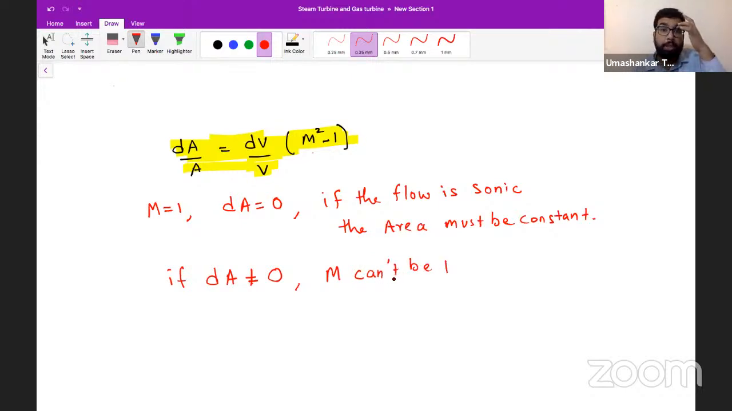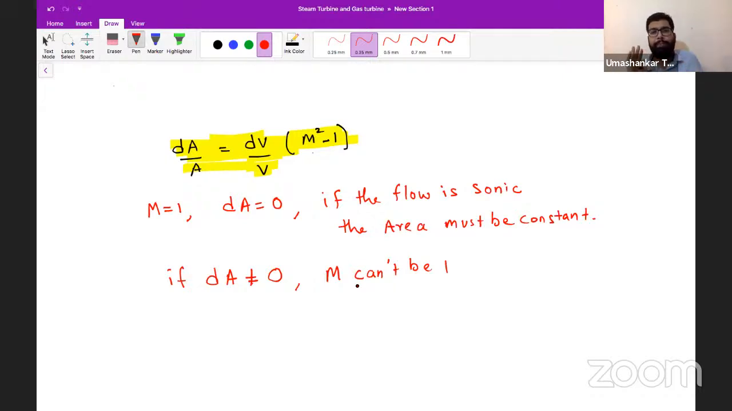If area is not constant, that means dA is not equal to 0, M can't be 1. Yes or no? So these two statements are just complementing each other. If you try to understand it, if any one of it is not followed, the second will not be followed. Got my point or not? If M is 1, the area must be constant, and if area is constant, the M should be 1, if you want to have some change in velocity. Got it or not?